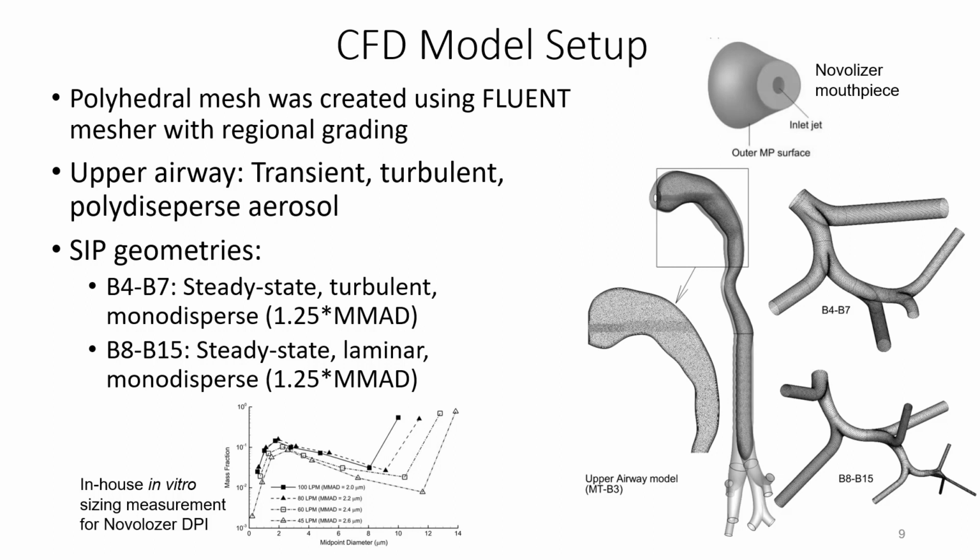SIP geometries are solved with a steady state assumption and monodispersed particle injection based on CFD data from a prior geometry. Laminar flow was assumed in the B8 to B15 SIP geometry, whereas turbulence was solved for the other models.